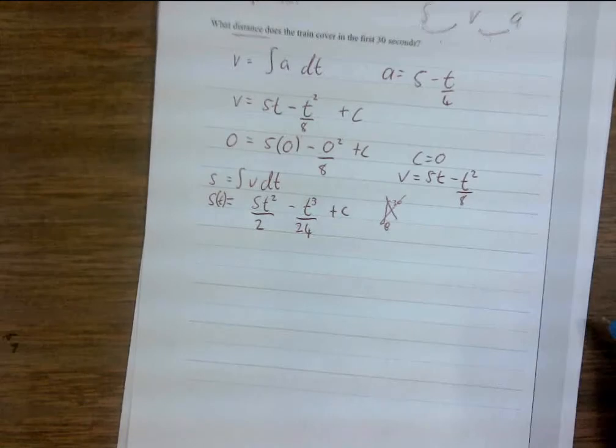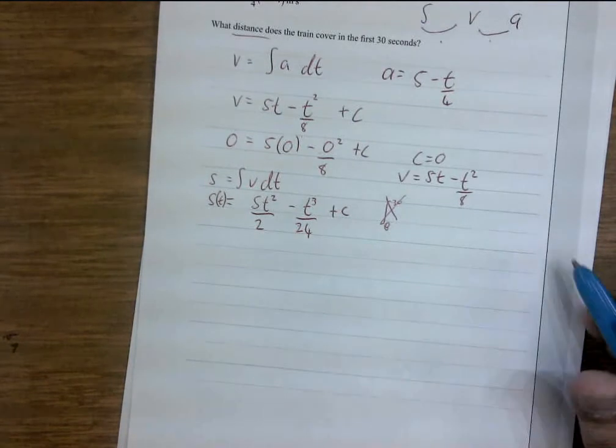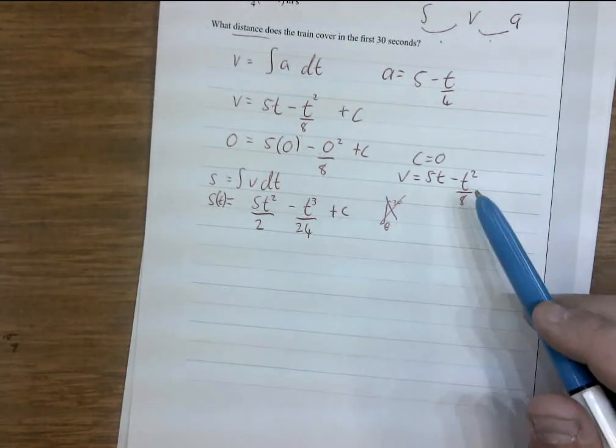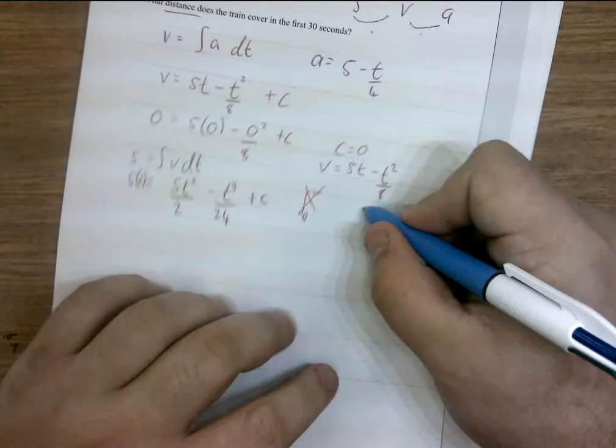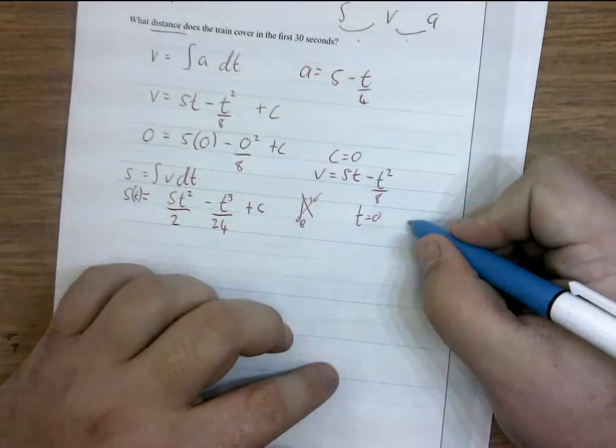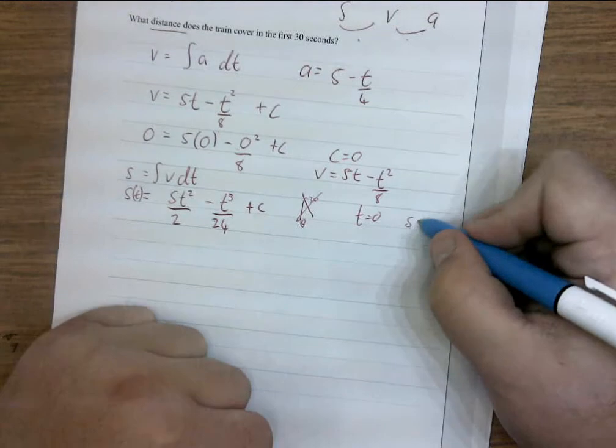What was my original distance? Well, the train starts from rest and we're talking about the distance it travels. So when t is 0, the distance it was from the starting point was 0.